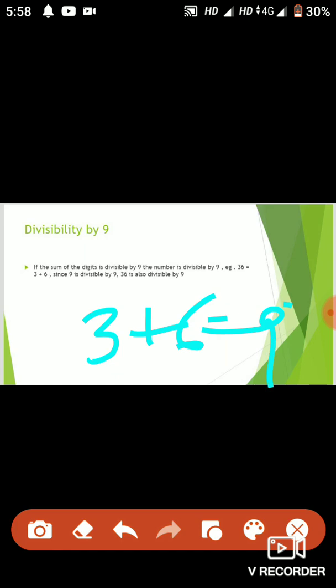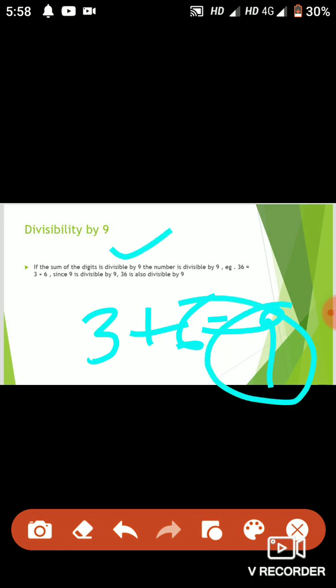Divisibility rule of 9 is similar to divisibility rule of 3. So over here, the sum of the digits, that means by adding, whatever we get, if it is divisible by 9, then that complete number will be divisible by 9. So 3 plus 6 is 9. So 9 of course is divisible by 9. That means the number 36 is divisible by 9.